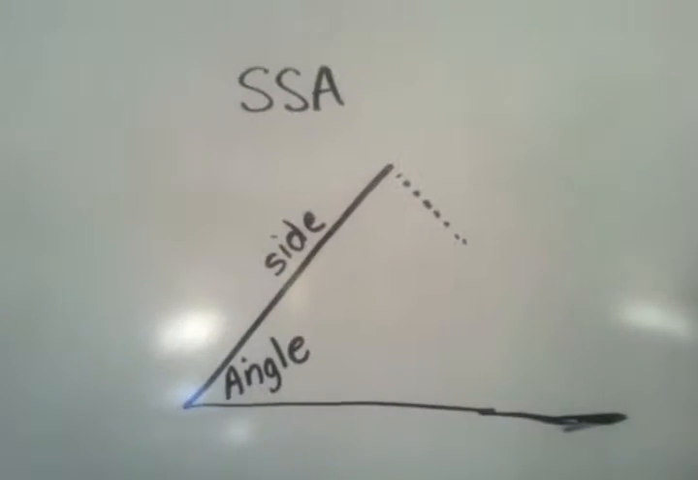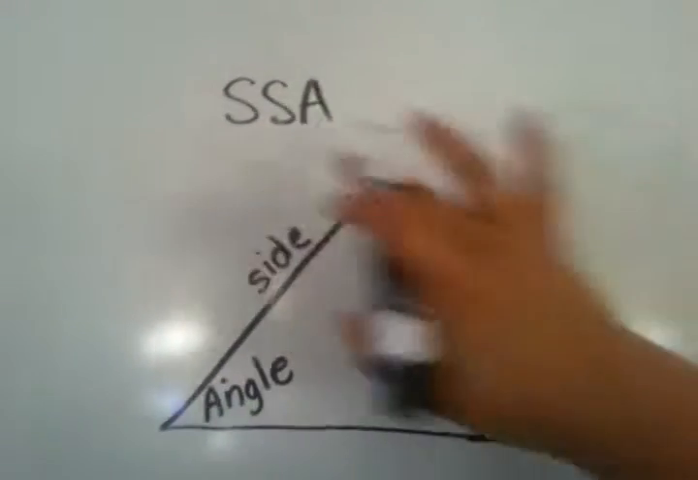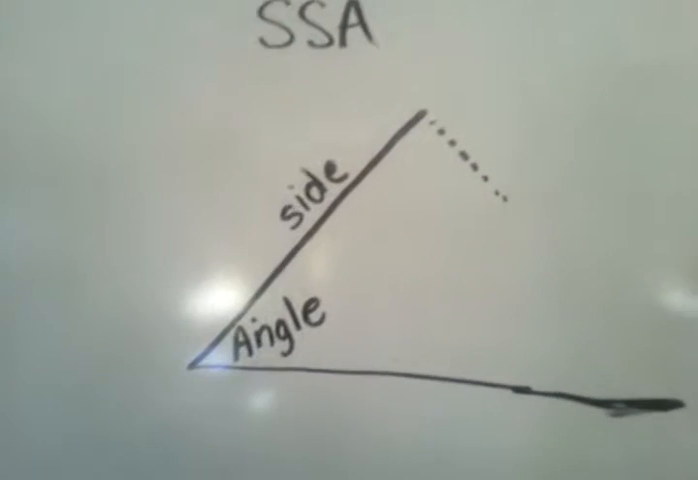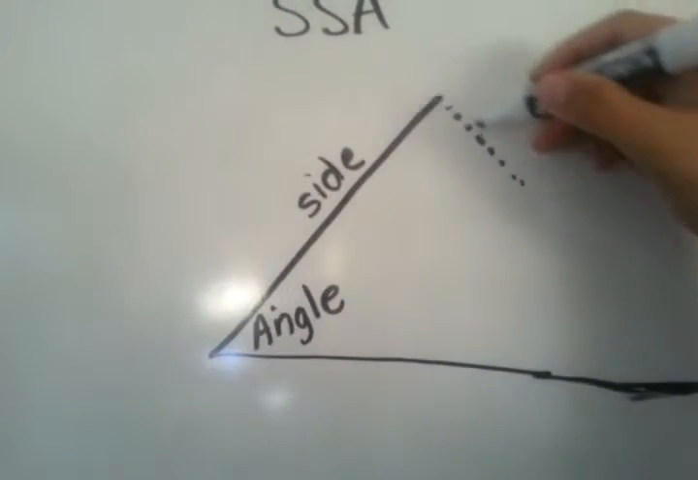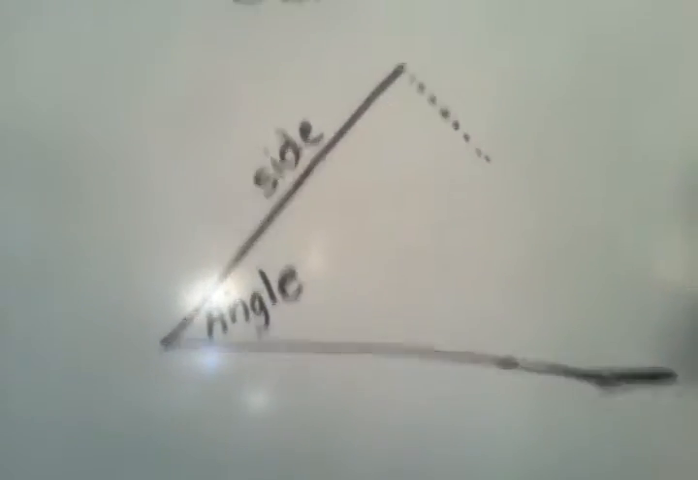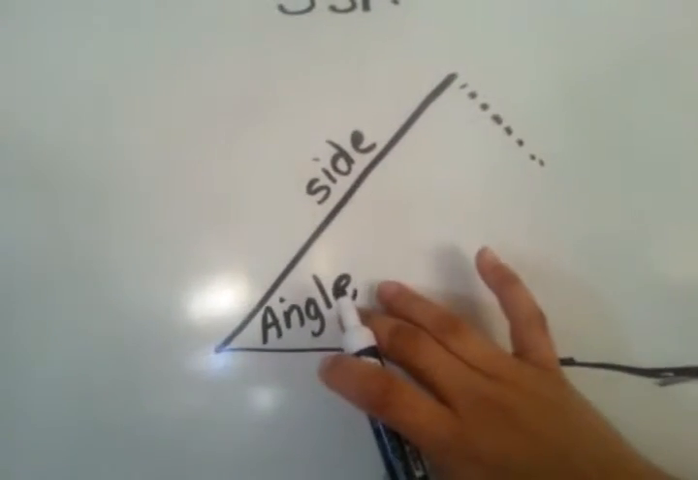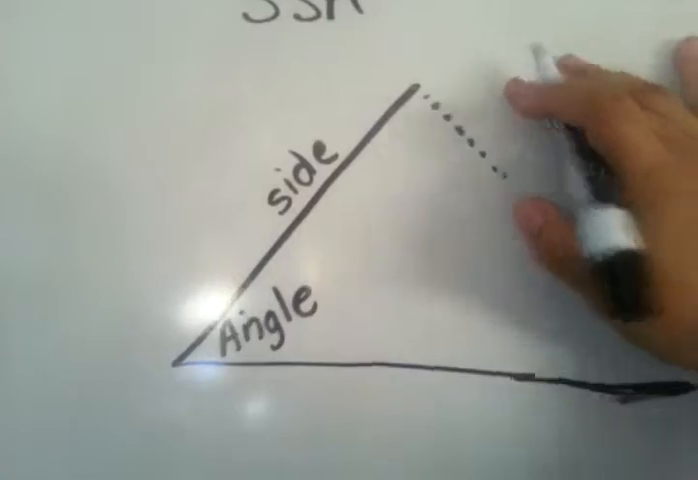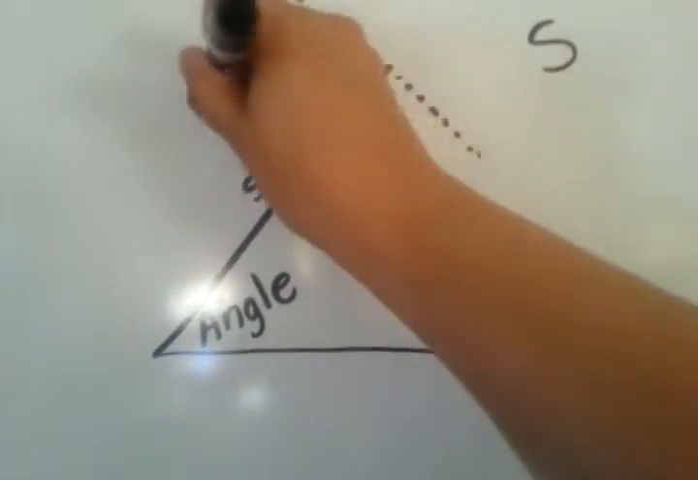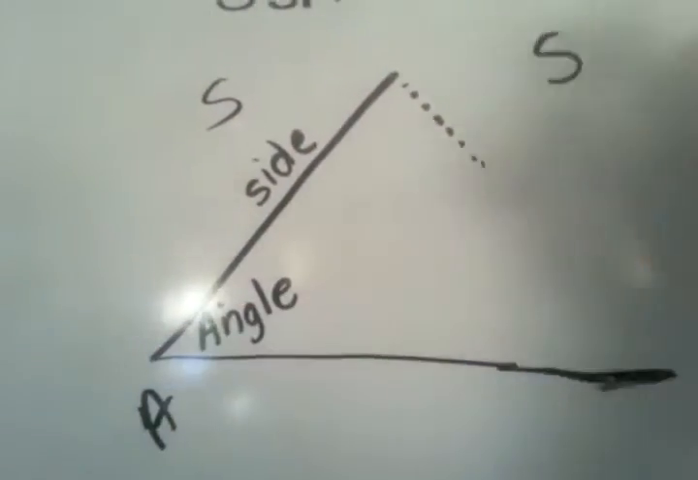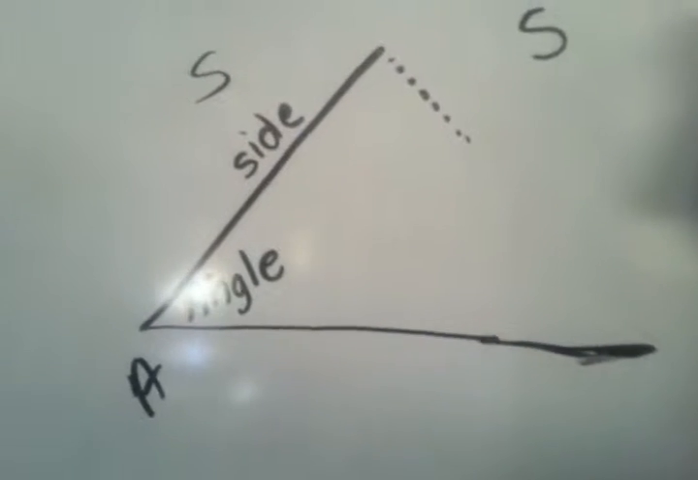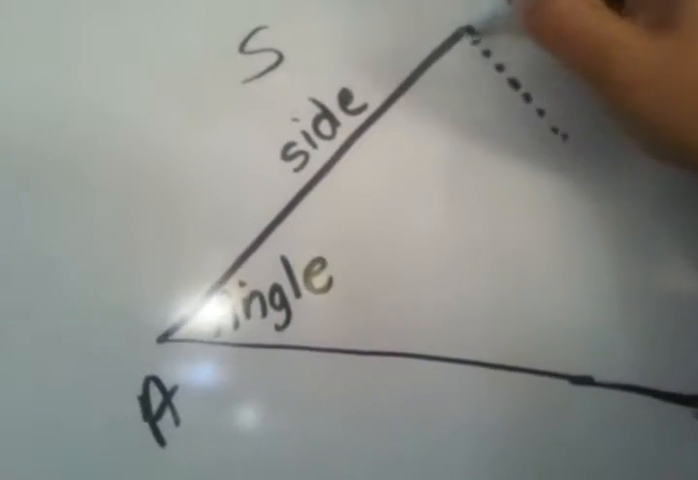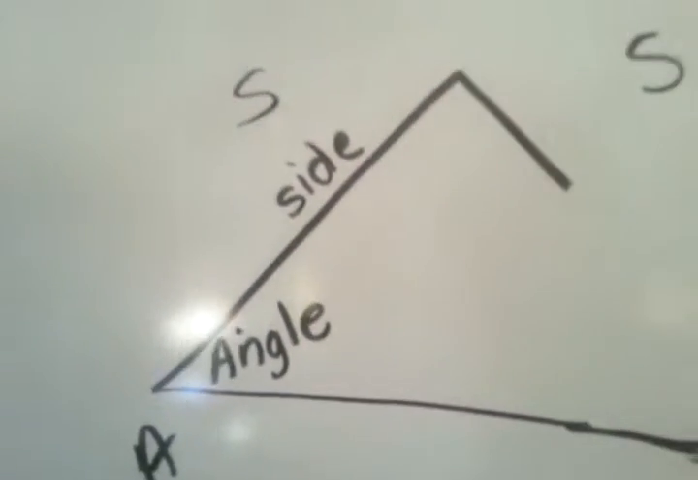This video is to explain why, when you have a situation of side-side-angle, you can have multiple outcomes. So let's say that you know the angle and you know this side. Well, you would also have to know this side for it to be side-side-angle, right? Well, what if this side is just too tiny?